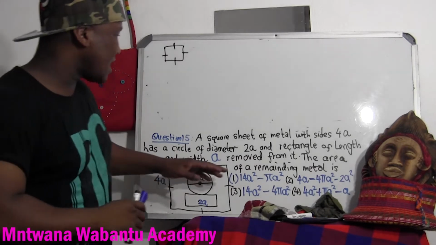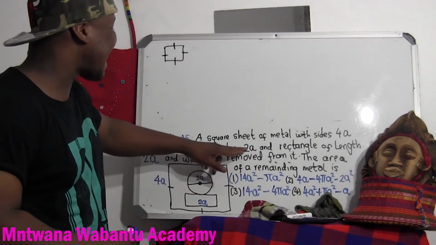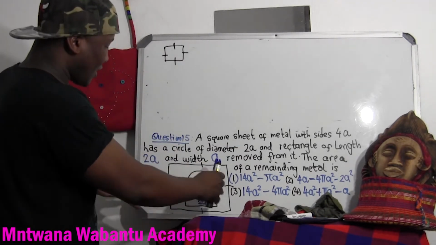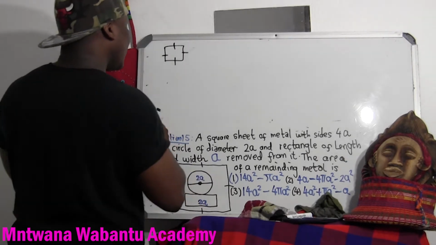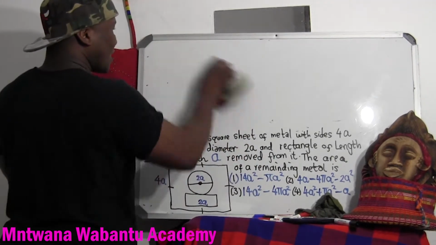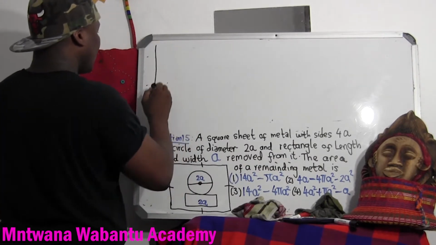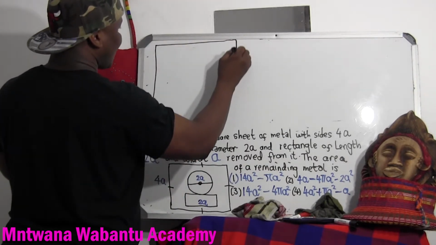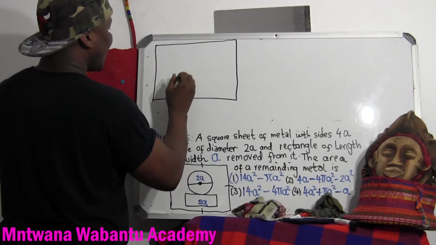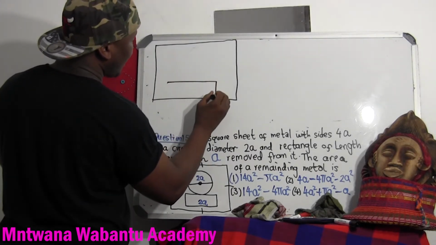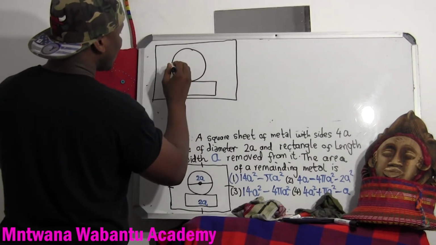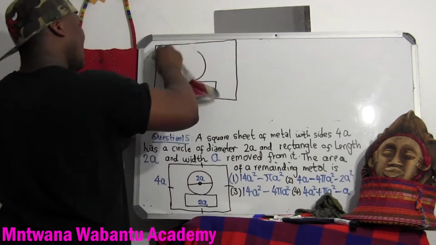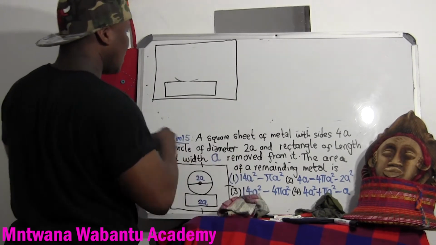Now let's say there is a circle with a diameter inside this square. But this circle has a diameter of 2A. Let me draw something bigger here so I can do all the calculation on top. It's like this, let's say this is our rectangle.